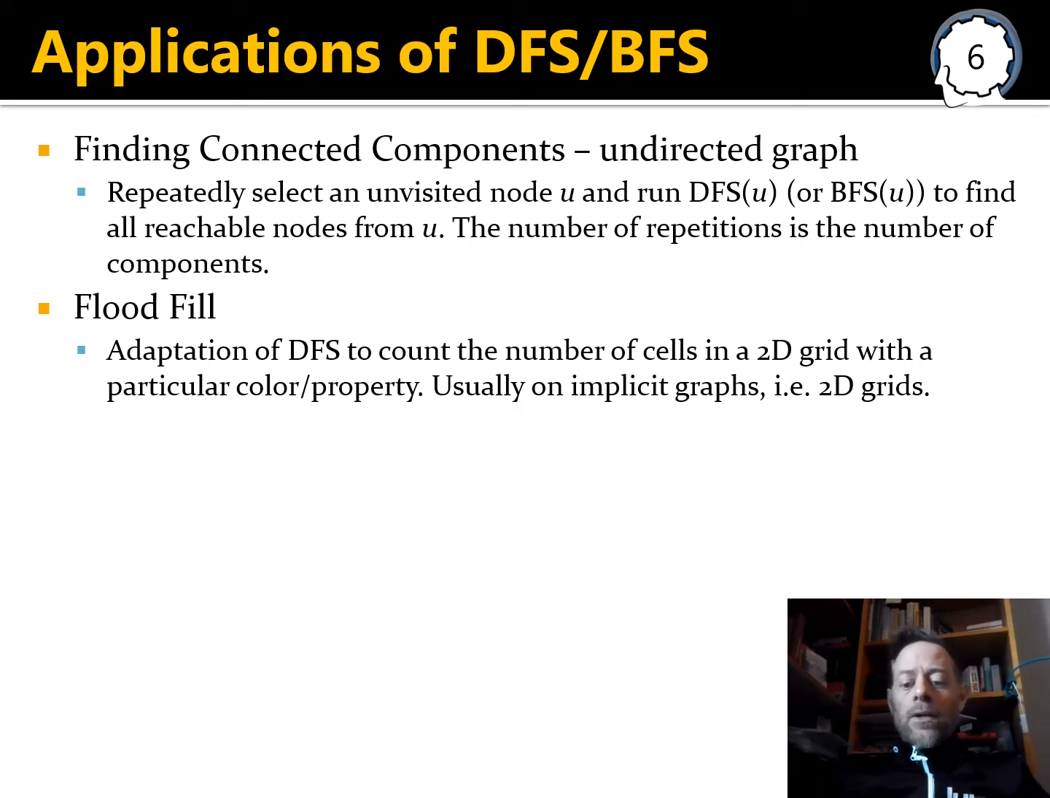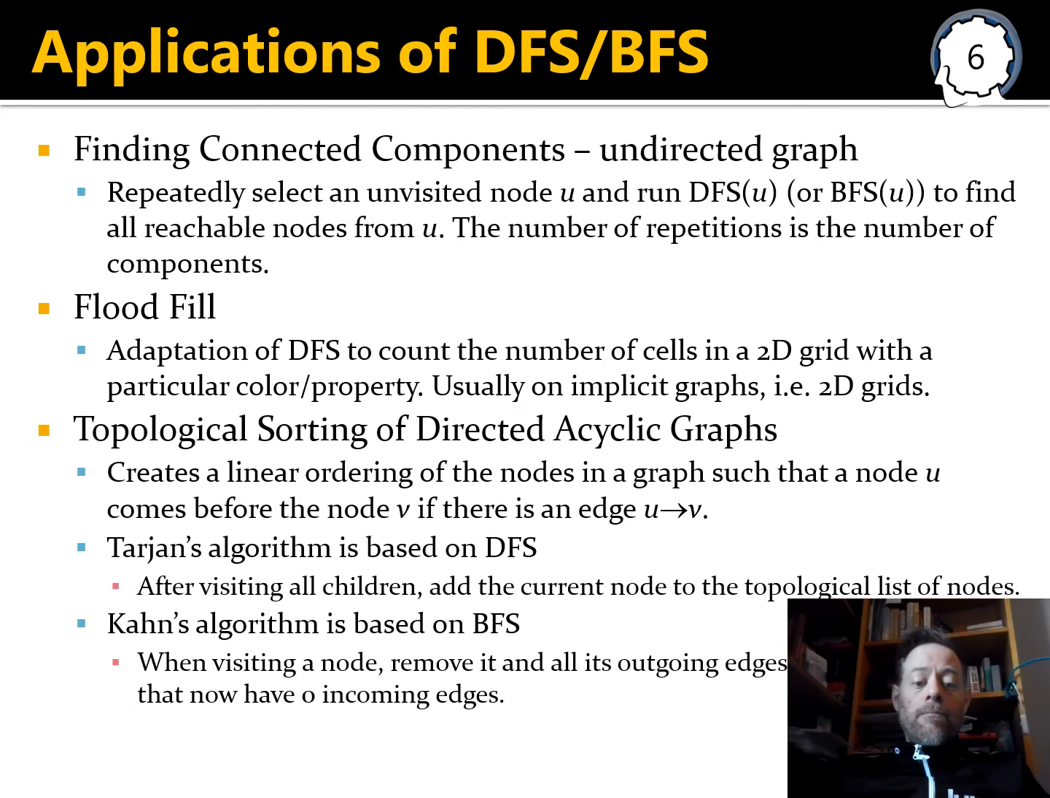But usually we represent this 2D grid as a graph, and then we use depth first search or breadth first search. Both work, of course, to find all the nodes or pixels that are connected to this one that should have the same color, for example.